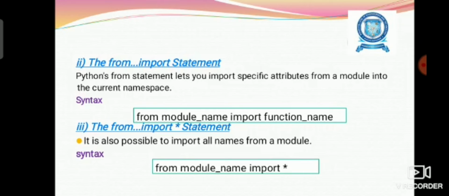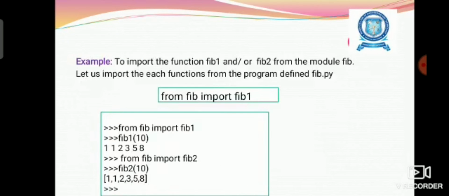Okay, and also one more option is the from import star statement. So star means all functions can be accessed from a particular module. So in the syntax we can see from module name import star. So here by giving like this, all the functions or all the methods available in the particular module can be accessed into our program. Now we are going to see one example.